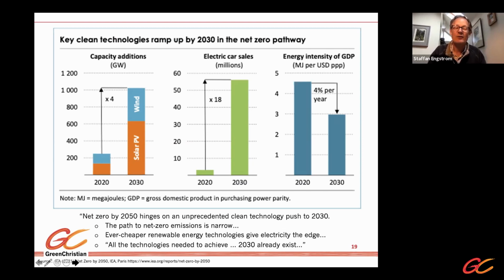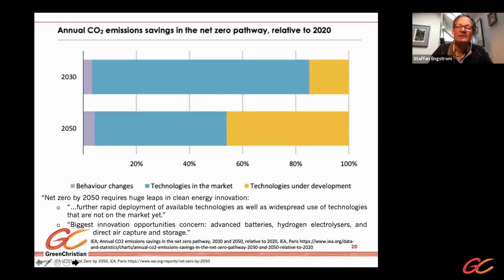And they say net zero by 2050 hinges on an unprecedented clean technology push to 2030. And it's narrow. Electricity is getting the edge because it's getting cheaper and cheaper. And we have all the technologies fundamentally to achieve 2030. And that's the story here. So 2030, if you look at how you do it, well, they've got relatively minimal behavior changes.